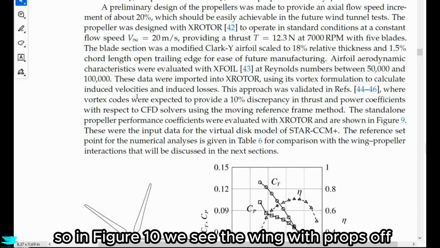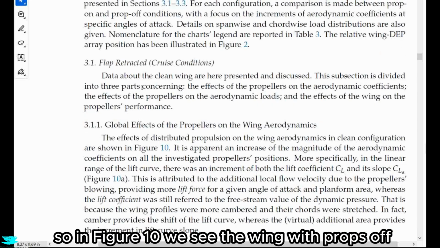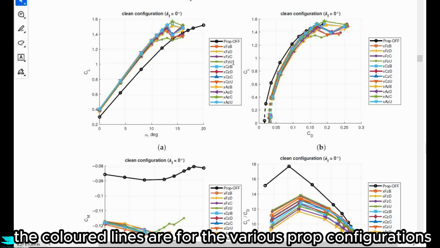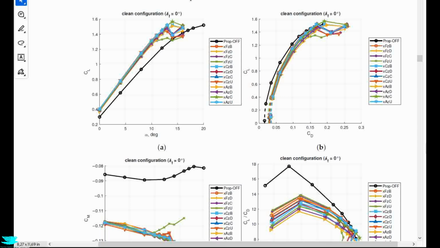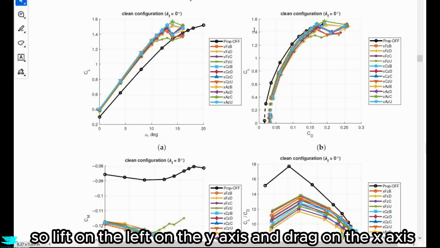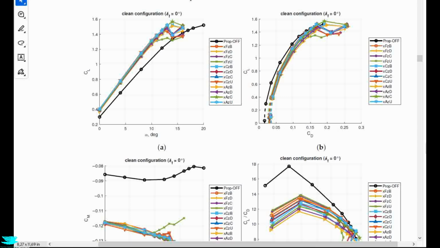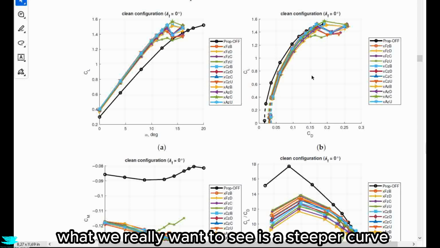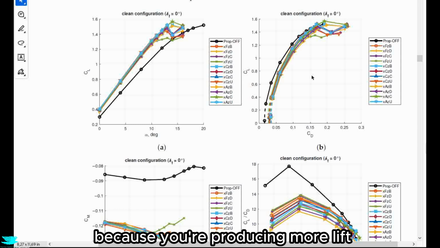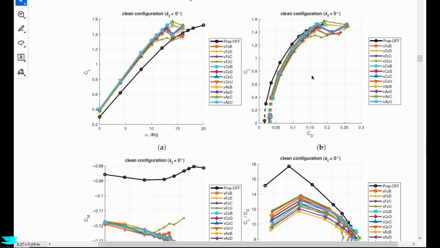So in figure 10, we see the wing with the flap not deflected. So props on and props off. The black line is the prop off, and then the colored lines are for the various prop configurations. The top left is the lift coefficient, while the top right is the lift to drag plot. So lift on the y-axis and drag on the x-axis. So for this right plot, what we really want to see is a steeper curve that indicates a more efficient wing, because you're producing more lift for the same amount of drag.